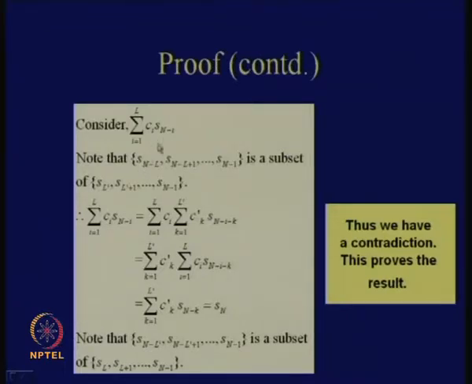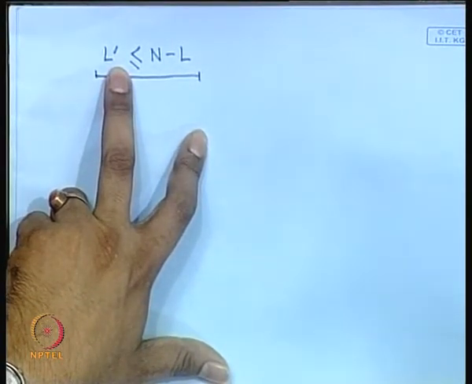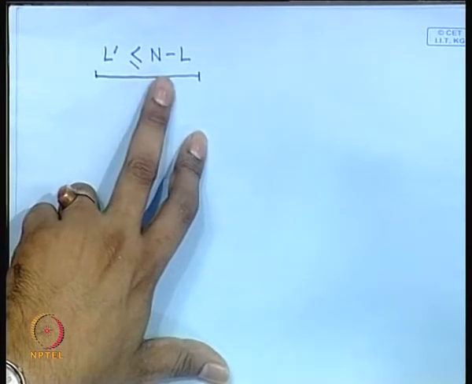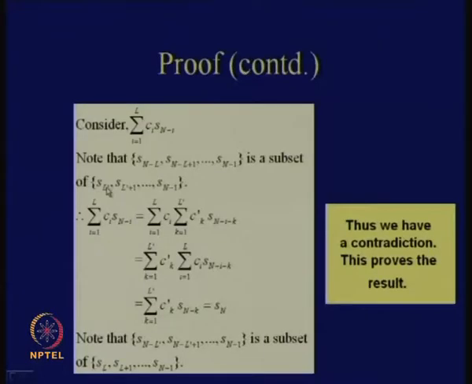Okay. And you note one thing: what are the two extreme ends of this sequence in this corresponding sigma value? It starts with S n minus 1 and continues till S n minus L, right. And what we have assumed is that n minus L is actually greater than or equal to L dash. So if that is so, then this particular sequence, that is S n minus 1 to S n minus L, is actually a subset of S L dash to S n minus 1. Why? Because L dash is actually smaller than n minus L. So this is essentially a subset of this particular sequence. You see that?